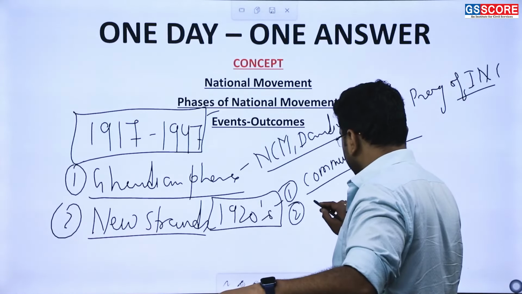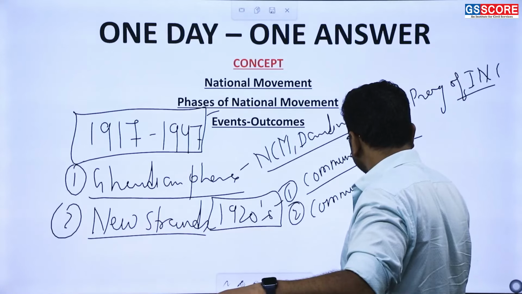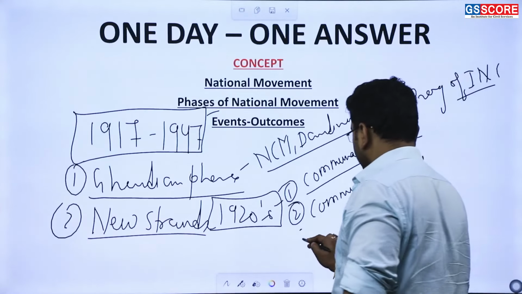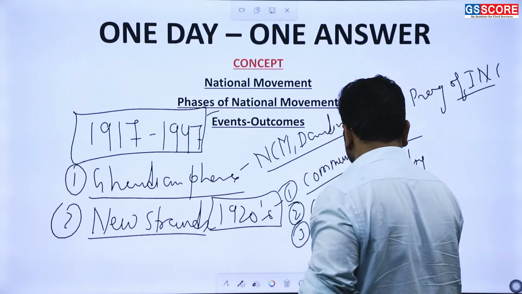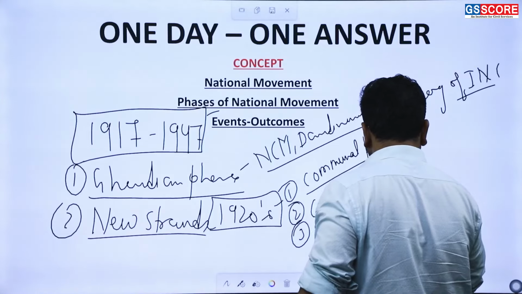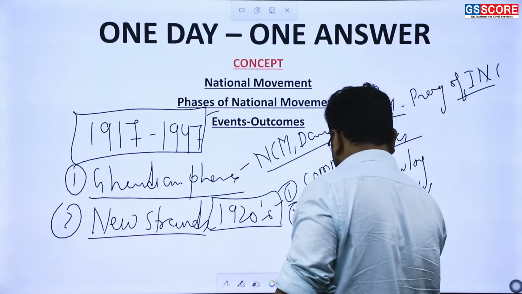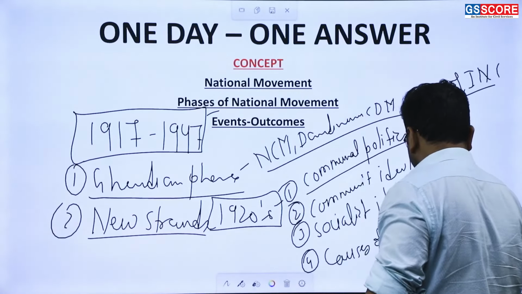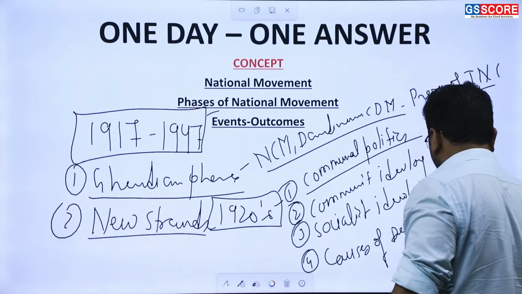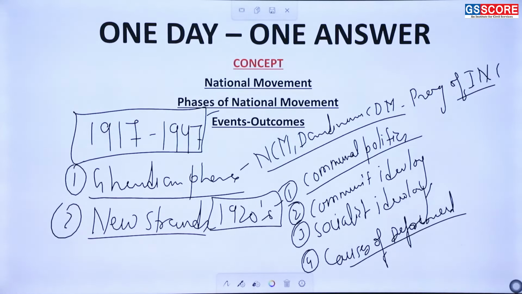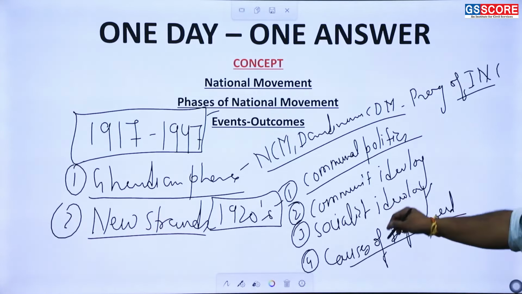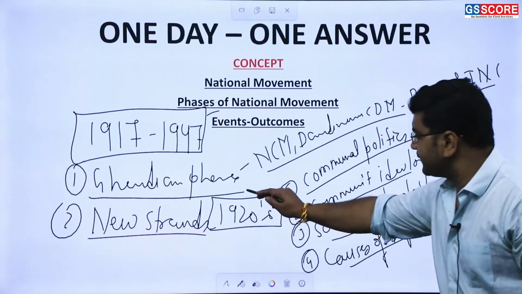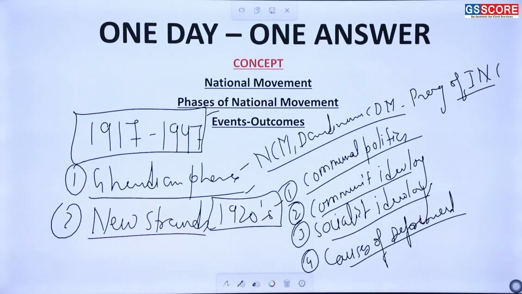Then communist ideology. Then third, connected with it, socialist ideology. Number fourth, the cause of depressed classes, the so-called untouchables, backward classes. The voices for their participation, and what independence would mean for these classes, were being developed in the decade of the 1920s, and that is our question of the PYQs which we have taken.